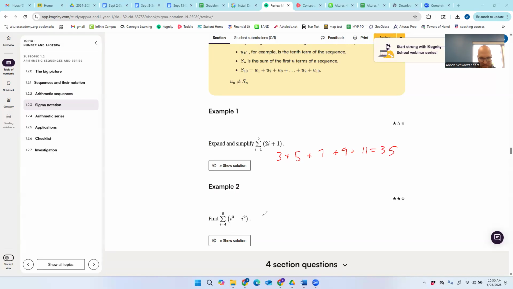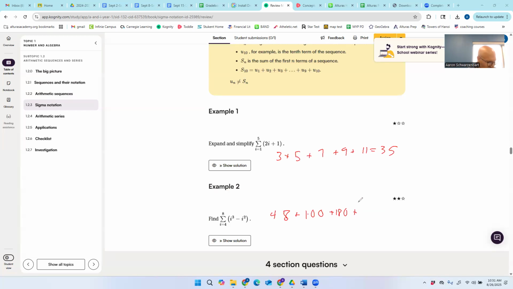My next one's going to be a little bit harder, but I'm starting with 4. 4 cubed is 64, minus 16 is 48. Now I've got to go to 5. 5 cubed is 125, minus 25 is 100. 6. 6 cubed, I think, is 216. But I'm going to check this with the calculator. And yes, that does give me 180.